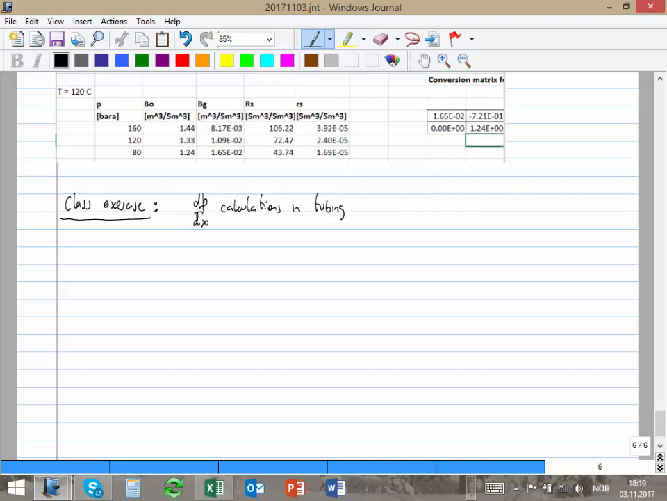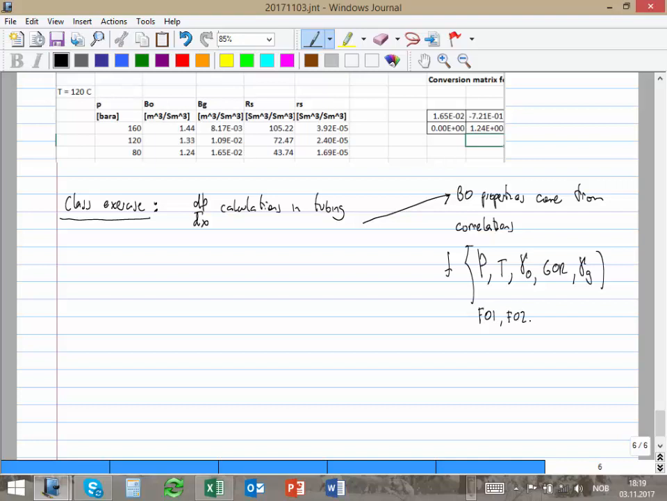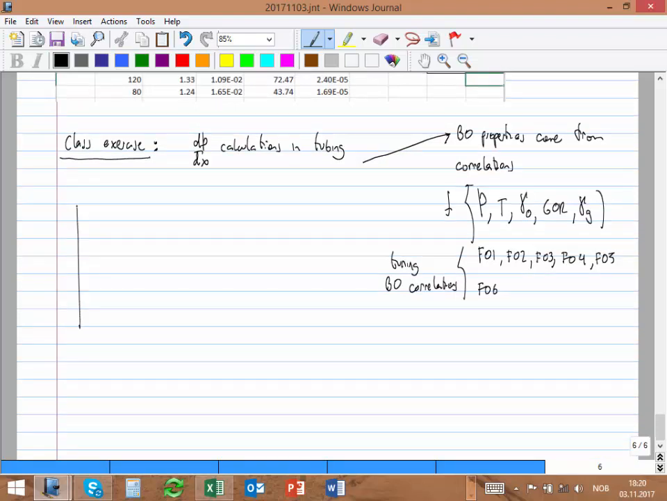Here I have already prepared the black oil properties, which come from correlations. Remember, these properties are a function of pressure, a function of temperature, a function of the specific gravity of the oil, a function of GOR, and a function of the specific gravity of the gas. Only these. But now I have included six factors: FO1, FO2, FO3, FO4, I think there are six, and these are for tuning the black oil correlations. For example, you made your experiments of Rs versus pressure, and you obtain, I don't know, these points.